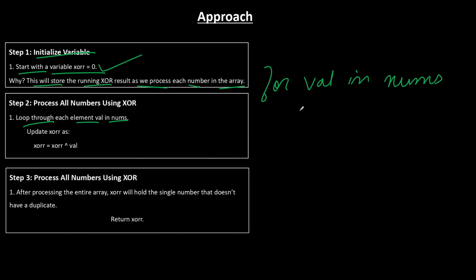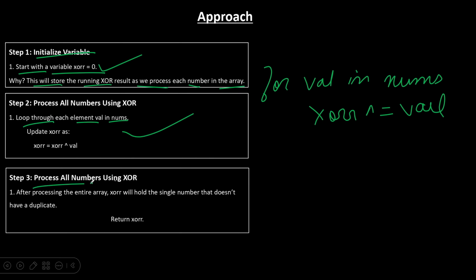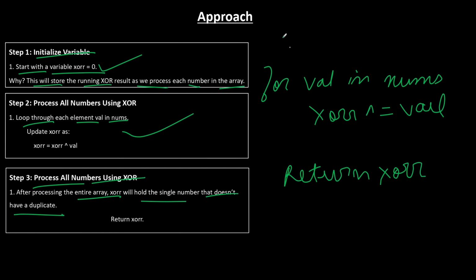And we will update XOR as well. At step 3, processing all the numbers using XOR. After processing the entire array, XOR will hold a single number that does not have a duplicate. So after that, we will return XOR. And we will initialize XOR here as 0.